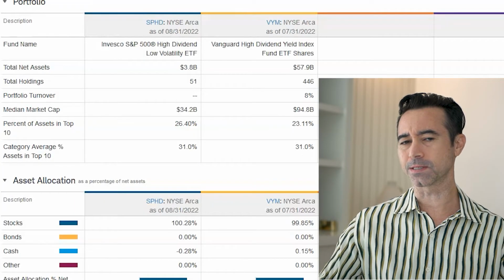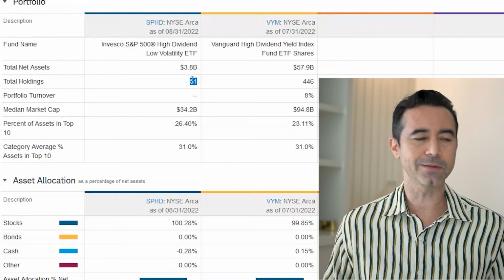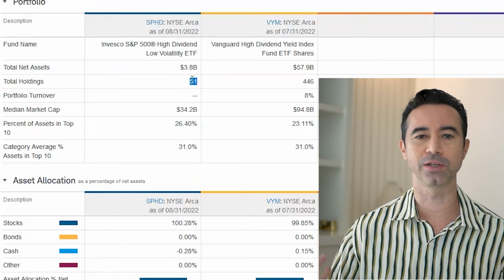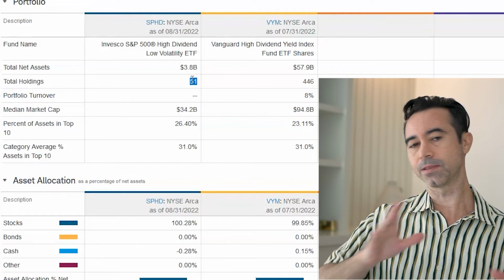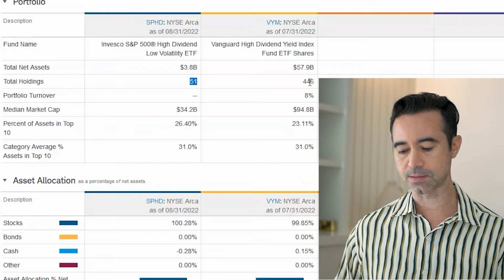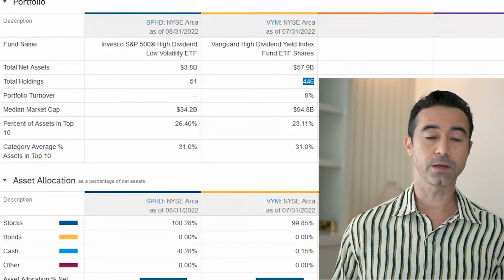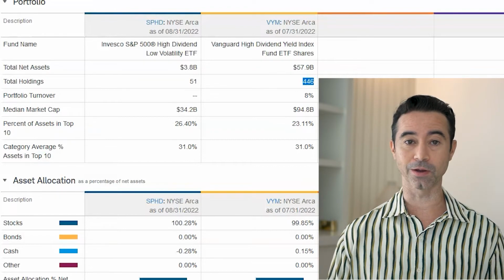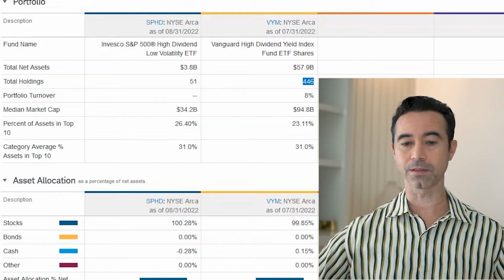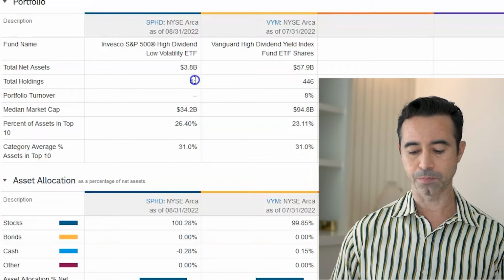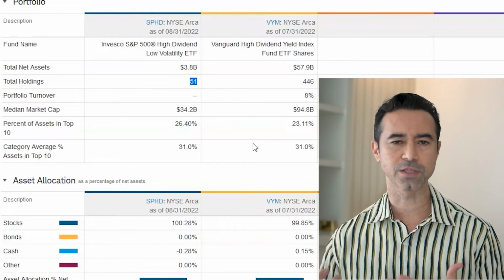So, okay, in terms of holdings, SPHD, like we said before, should have about 50 holdings. That's 51. Maybe there's some type of cash security in there to help with liquidity for selling out and stuff like that. So maybe there's just an extra little security in there, but it's 51 holdings. VYM 446, so a much bigger ETF. And again, VYM has the entire stock market, so it ranges between all the different stocks. VYM is much bigger, SPHD smaller because it's just the S&P 500, the top 500 largest stocks.